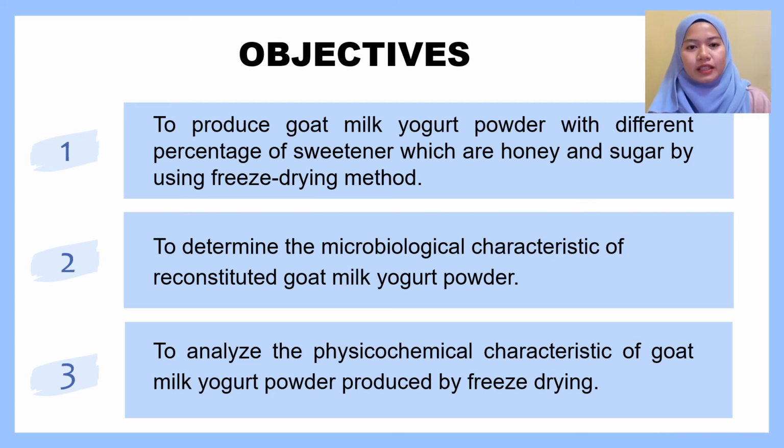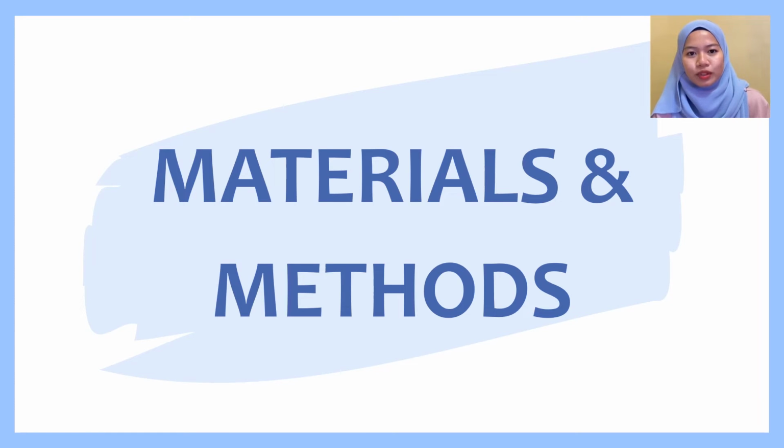The objectives of this study are, first, to produce goat milk yogurt powder with different percentages of sweetener, which are honey and sugar, by using the freeze drying method. Second is to determine the microbiological characteristics of pre-constituted goat milk yogurt powder, and the last is to analyze the physical chemical characteristics of goat milk yogurt powder produced by freeze drying. Next, I will move to the materials and method.